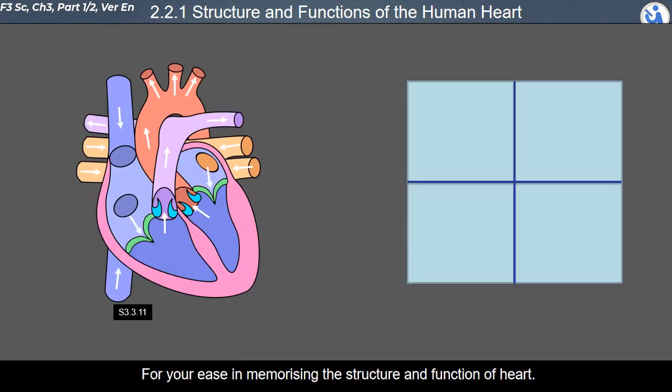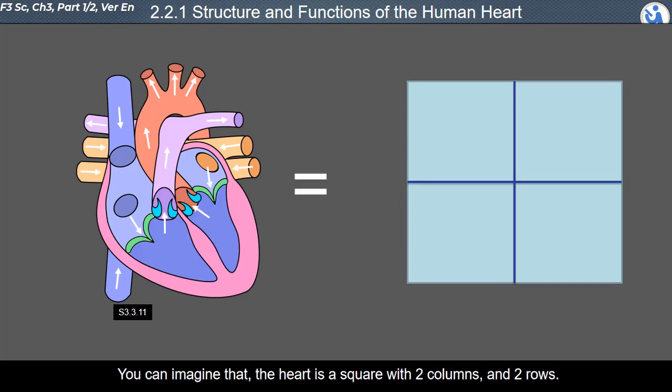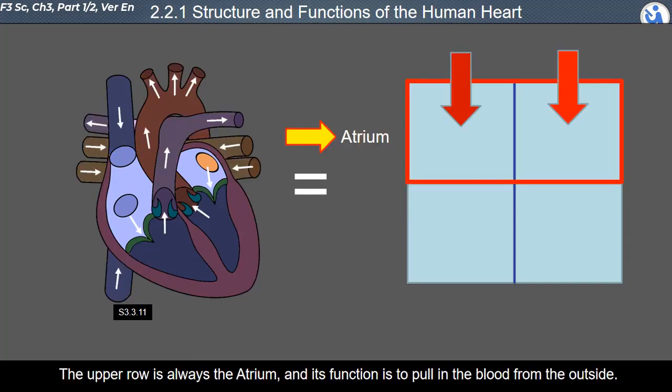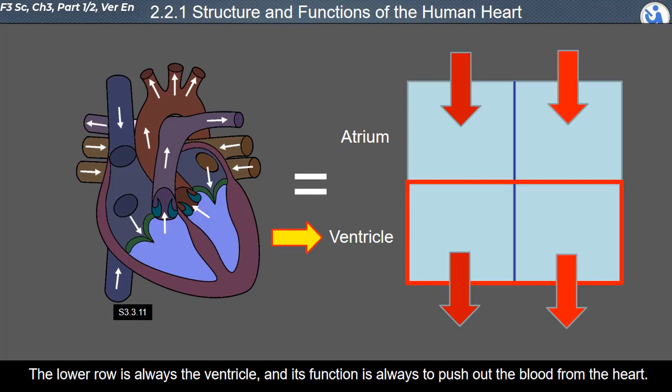For your ease in memorizing the structure and the function of the heart, you can imagine that the heart is a square with two columns and two rows. Each portion represents a chamber. The upper row is always the atrium, and its function is to pull in the blood from the outside. The lower row is always the ventricle, and its function is to push out the blood from the heart.